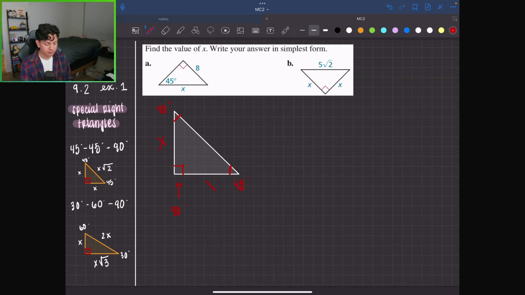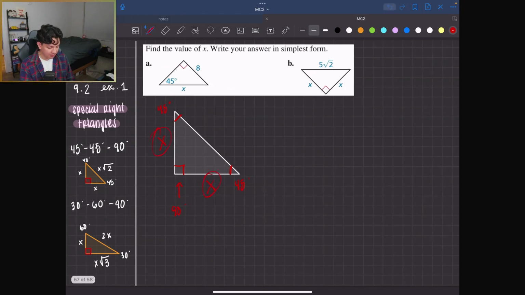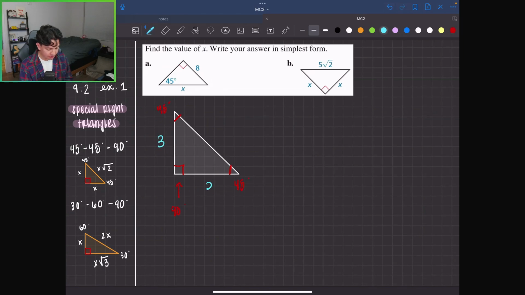So for example, x and x, that's the same. Or maybe even 3 and 3. Okay, so it's always going to be the same length over here. What does that tell us about our hypotenuse though? In a 45-45-90, our hypotenuse is going to be the length of a side times root 2. So in this example, if the length of our side is 3, what is the length of our hypotenuse? It'll be 3 times root 2, or just 3 root 2.